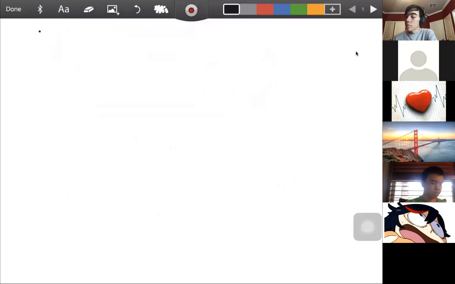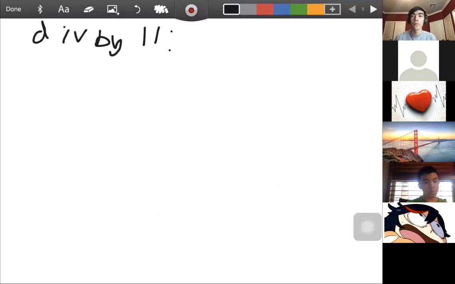So there are other divisibility rules. For example, there's a divisibility by 11 rule. I want you all to try and figure it out yourself using the same place value method I showed earlier. So remember, try and figure out the divisibility by 11 rule.